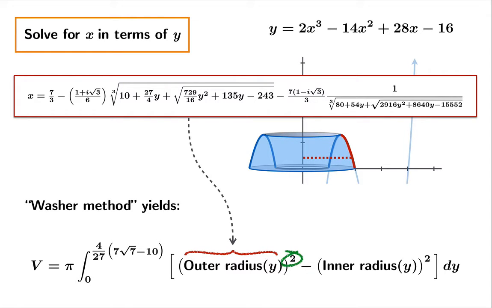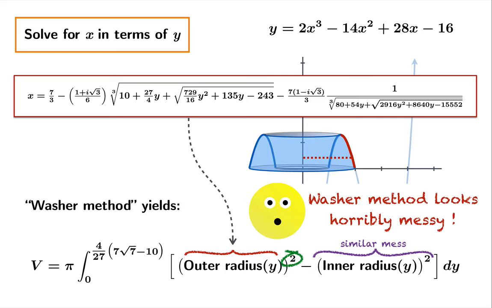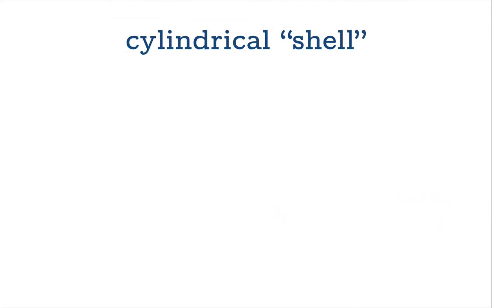We have to square this mess. And then on top of that, there's still a similar mess for the inner radius squared. So this is just a calamity. There's no way we're going to use the washer method. In theory it works, but this cannot be the way we're going to find this area practically. So we're going to come up with a different method.